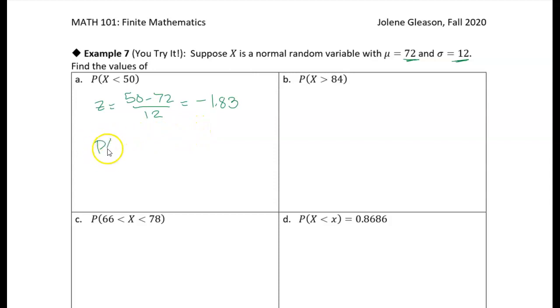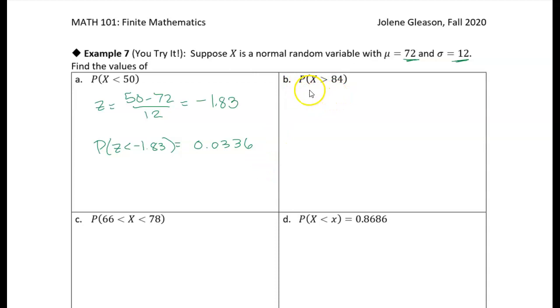And then we're just going to look for the probability that z is less than negative 1.83 in our table. So just look it up and we get 0.0336. All right, so 3.36%.